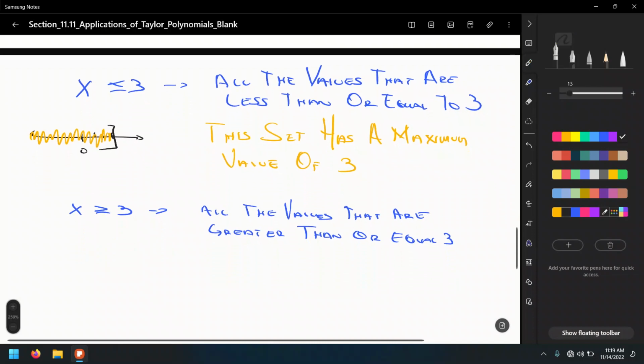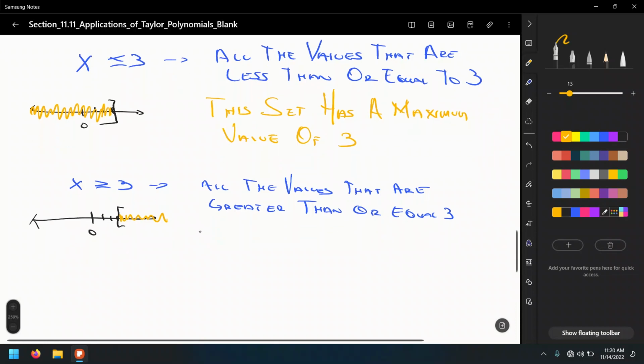And on the other hand, if we shade this interval right here, is that set still containing a maximum value? What do you think about this one? It's a minimum value, a smallest value. So in this case, this set has a minimum or a smallest value of 3.